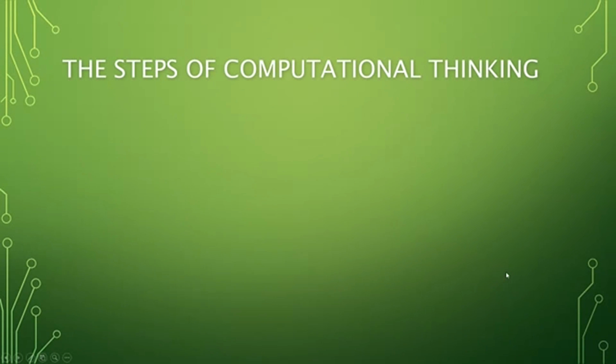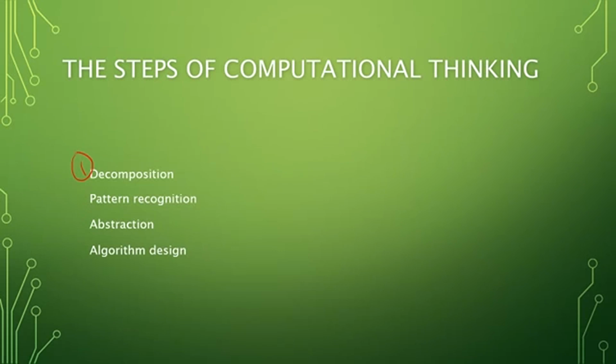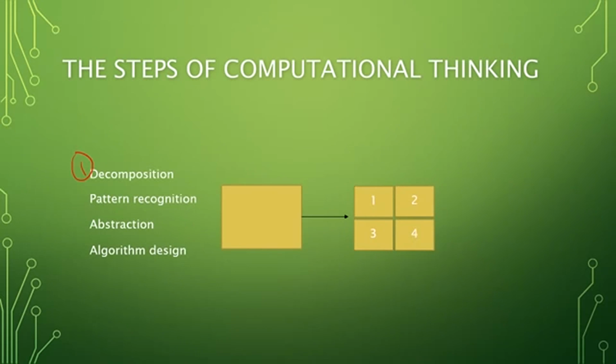So what are the steps of computational thinking? The steps of computational thinking are the same ways in which a computer thinks. You have decomposition, pattern recognition, abstraction, and algorithmic design. The first one, decomposition, is a very important skill. And it's the process of breaking down a larger problem into much smaller, more manageable parts.